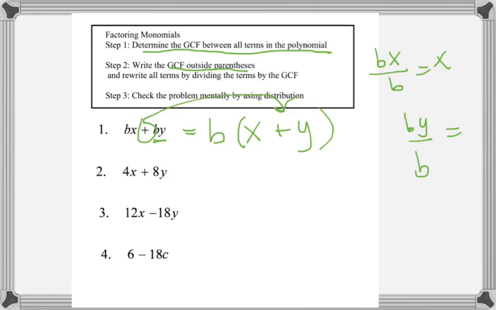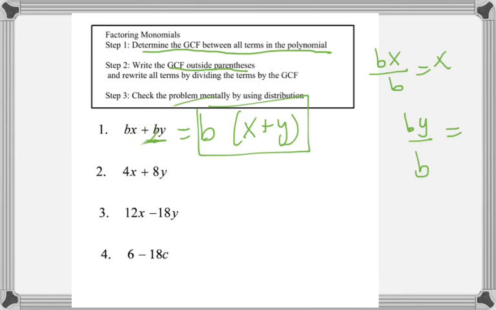So essentially what we're doing is we're rewriting the problem so that you would require distribution in order to get it back into the form that you were given it in. So if I were to distribute this, that would be bx plus by. So that's what I mean by checking it mentally. So the answer to this question is just b times x plus y. That is the polynomial in factored form.